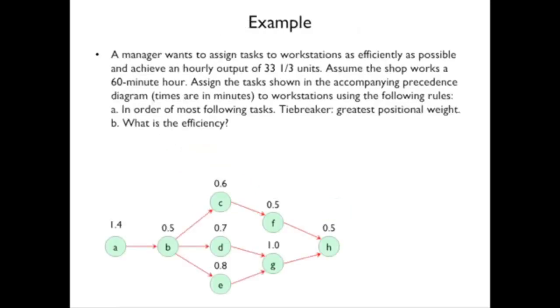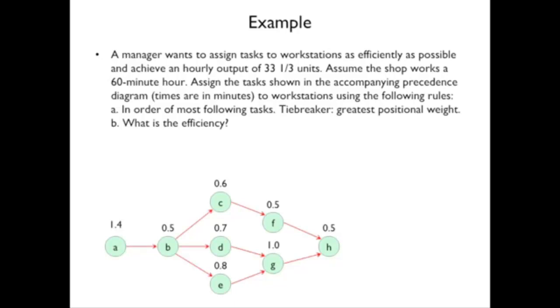Here's an example. A manager wants to assign tasks to workstations as efficiently as possible to achieve an hourly output of 33 1/3 units. Assume the shop works a 60-minute hour. Assign the tasks shown in the accompanying precedence diagram, with times in minutes, to the workstations using the following rules: in order of the most following tasks, with the tiebreaker being the greatest positional weight. And the second question is, what is the efficiency?